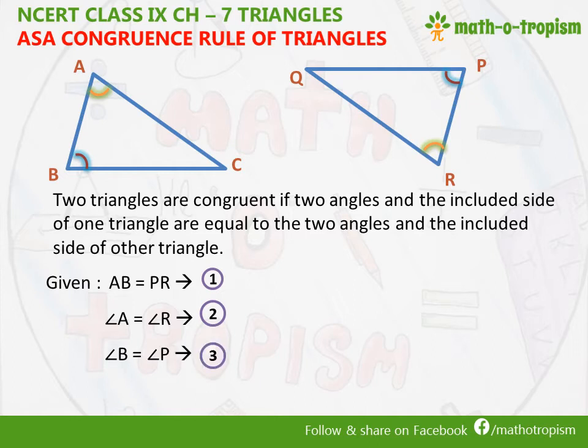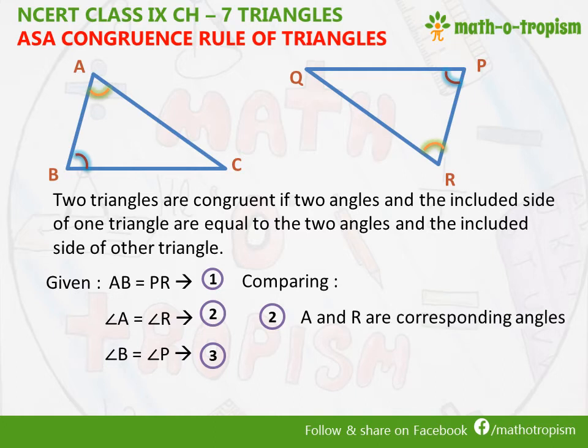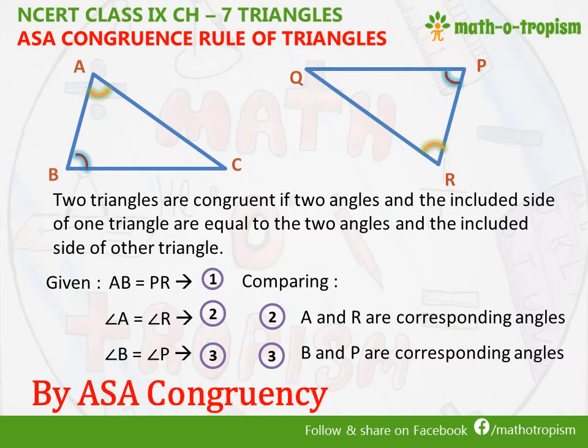Since the two angles and the included side are equal, the two triangles are congruent. Now we start with the naming of the two congruent triangles. Comparing the angles, from 2 we have that A and R are the corresponding vertices. Similarly from 3, B and P are the corresponding vertices. As a result, the third vertex C corresponds to Q. So by ASA congruency, that is angle side angle congruency, triangle ABC corresponds to triangle RPQ.